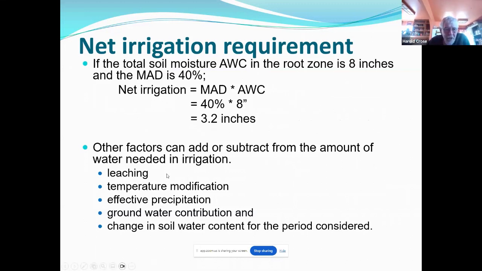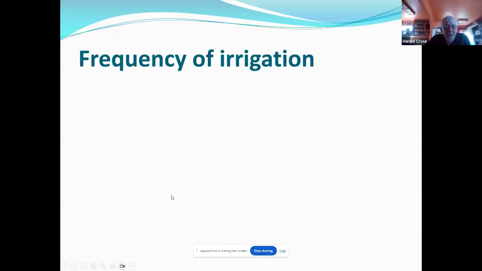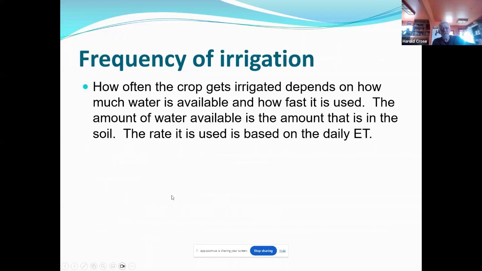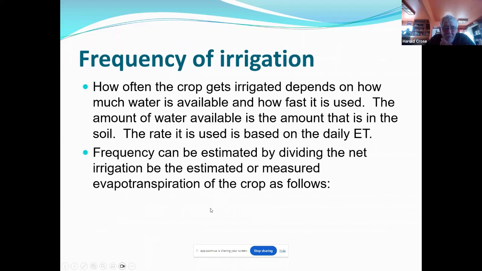And the other factors you take into play are leaching and temperature modification, effective precipitation, groundwater contribution, and change in soil water content. Frequency of irrigation. How often the crop gets irrigated depends on how much water is available and how fast it is used. The amount of water available is the amount that is in the soil. The rate it's used is based on the ET value. Frequency can be estimated by dividing the net irrigation that you're going to apply by the ET level, and that gives you your irrigation frequency.